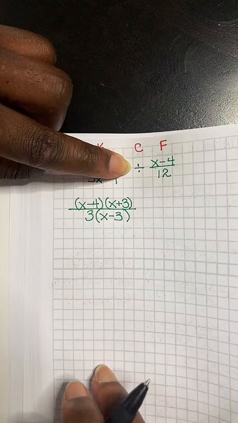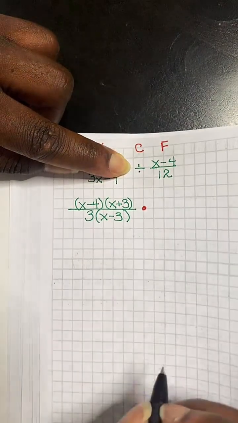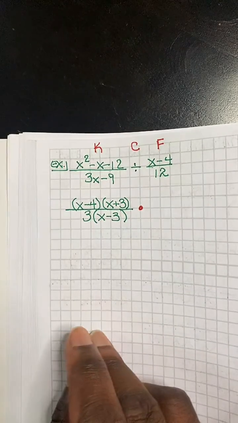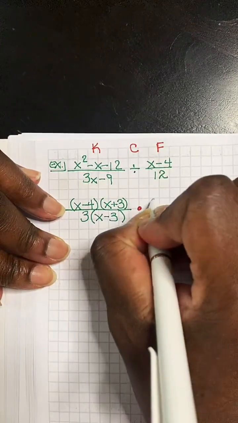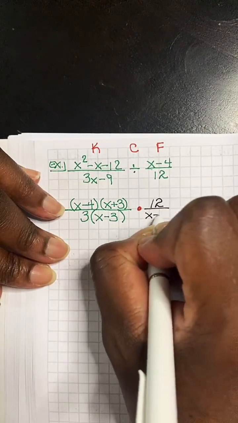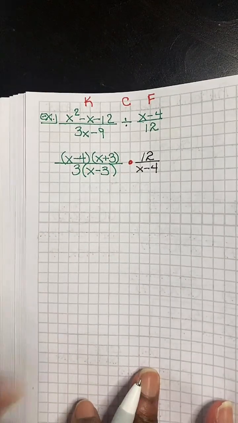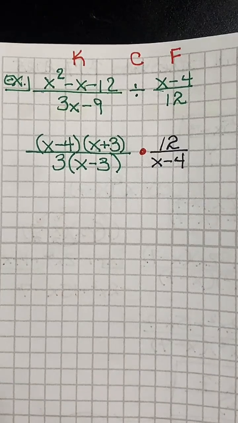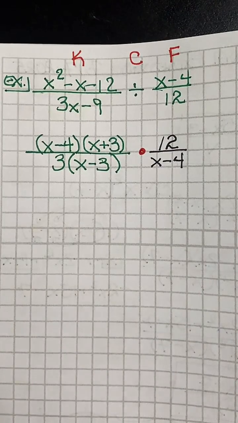Now, this is what's going to happen. We're going to change that division to multiplication, and then we're going to flip that second fraction. So the 12 will be in my numerator, and the x minus 4 will be in my denominator. Now we're just doing regular multiplication. Since it's all multiplication right here, what can we cancel out?